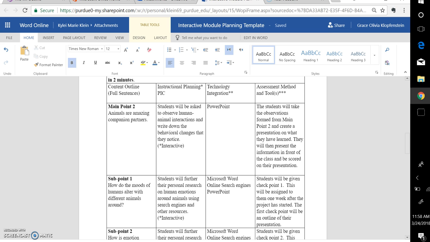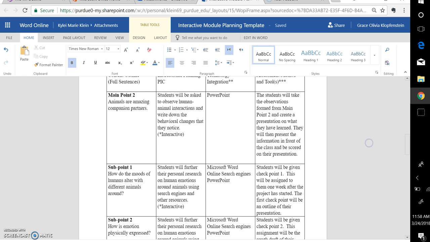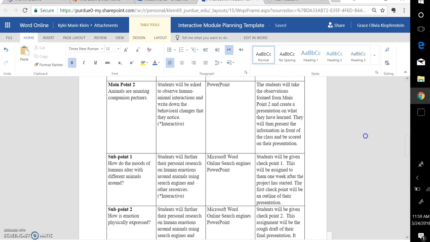Now, my main point 1 is that animals are amazing companion partners. And this lesson is going to be interactive. Students will be asked to observe human interactions and write down behavioral changes that they notice. They will be given a PowerPoint, and throughout the PowerPoint, they're going to be writing down these different interactions. For the assessment, the students will take the observations formed in main point 2 and create a presentation on what they've learned, and they'll present it in front of the class.